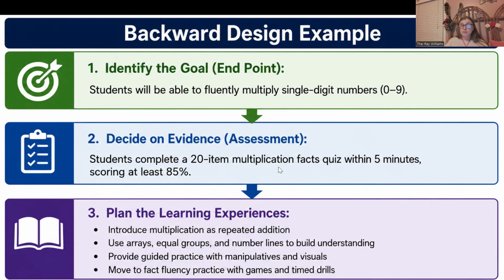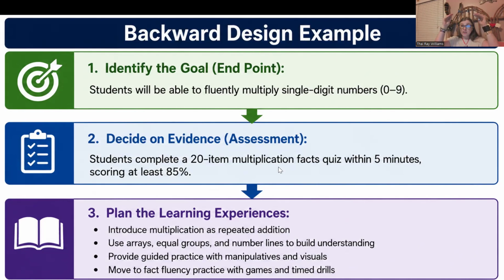So I'm going to introduce multiplication because it's really repeated addition. Then we're going to use arrays, and equal groups, and number lines to build my students' understanding of multiplication. Then I'm going to provide them with guided practice, and we're going to use manipulatives, and then I'm going to fade the manipulatives because I'm scaffolding to visuals. And then once they're able to do it with visuals, I'm going to have them do it without visuals because, again, I'm scaffolding within that guided practice. And then I'm going to move to fluency practice, and we're going to do that with games and with time drills.